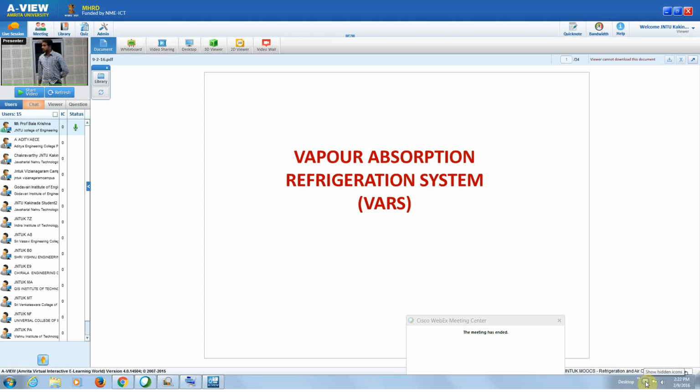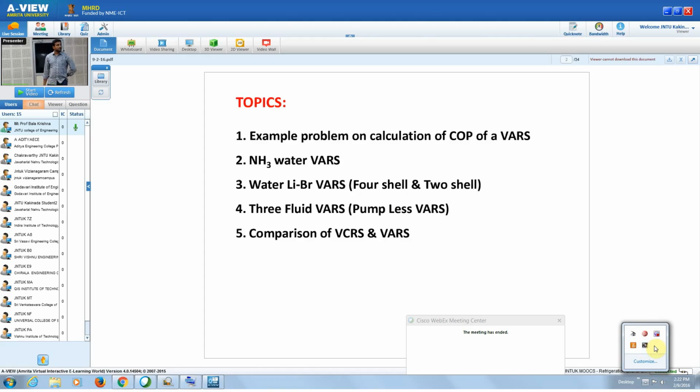Then you have also completed the basic part, how the basic refrigeration cycles work. In this class, we solve a simple problem related to the coefficient of performance of refrigeration systems. The topics that are going to be covered in this class are an example problem related to the coefficient of performance of a vapor absorption system.